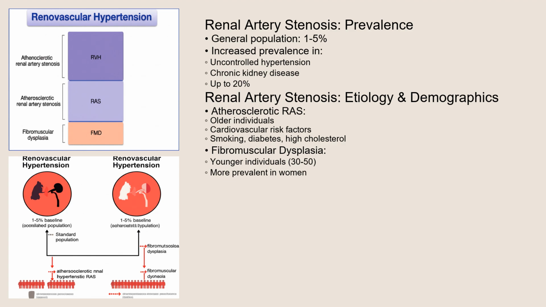Renal artery stenosis affects approximately 1 to 5% of the general population. However, its prevalence is much higher, potentially up to 20%, in individuals with uncontrolled high blood pressure or those with chronic kidney disease. Atherosclerotic renal artery stenosis typically affects older individuals, often those with a history of smoking, diabetes, high cholesterol, or other risk factors for cardiovascular disease. On the other hand, fibromuscular dysplasia related stenosis is more prevalent in younger individuals, particularly women, usually diagnosed between the ages of 30 and 50.